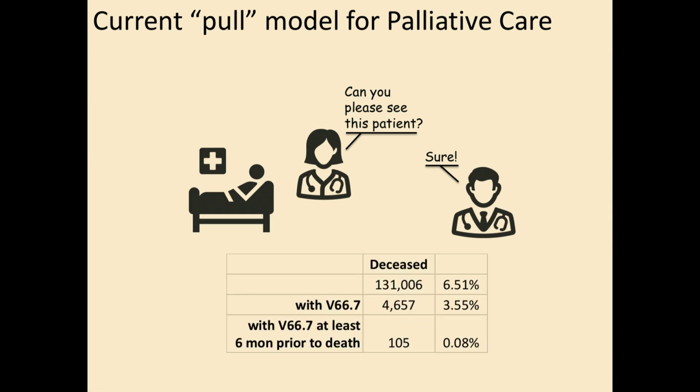What we think, and the way the effectiveness of this is shown, is by these numbers. So of the about 131,000 patients that have died in the hospital in the past, whatever, 10 years or so, we're asking how many of them got palliative care. So that's V66.7. So 4,657 did, and that's 3.55%. And then we asked how many of them got palliative care consultation 6 months prior to death.